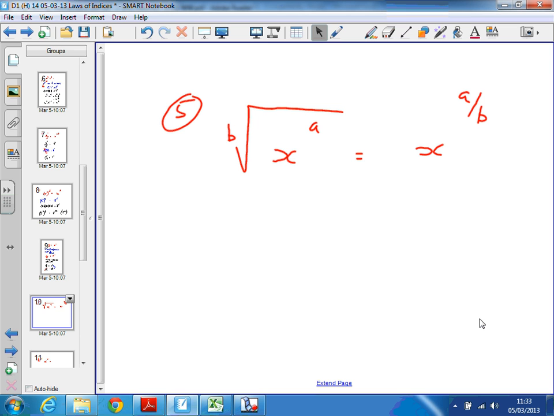Now, you've got two numbers here. For example, if we look at this one, the cube root of x squared would be written as x to the 2 over 3. There's some confusion about which number goes on top, which number goes on the bottom. And the way I remember it is, because this is the root, the cube root, the roots go under the ground. So the root goes underneath in the fraction. Okay? If you remember that, you won't get it the wrong way around.